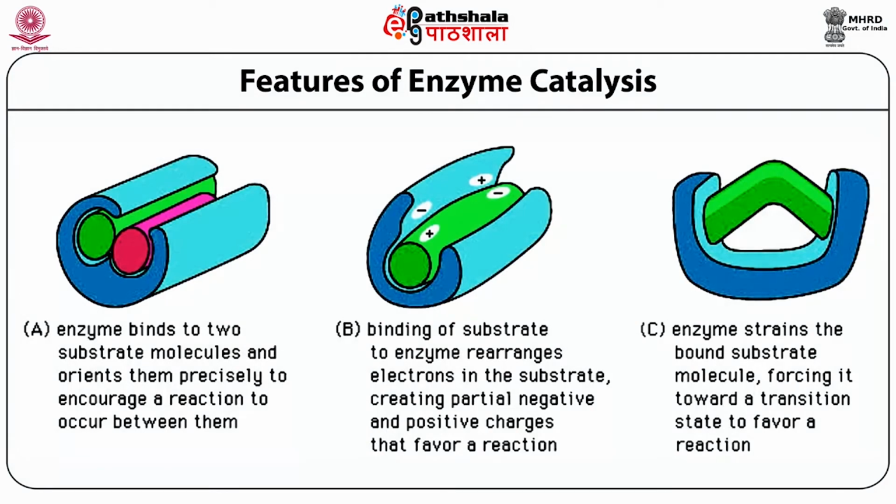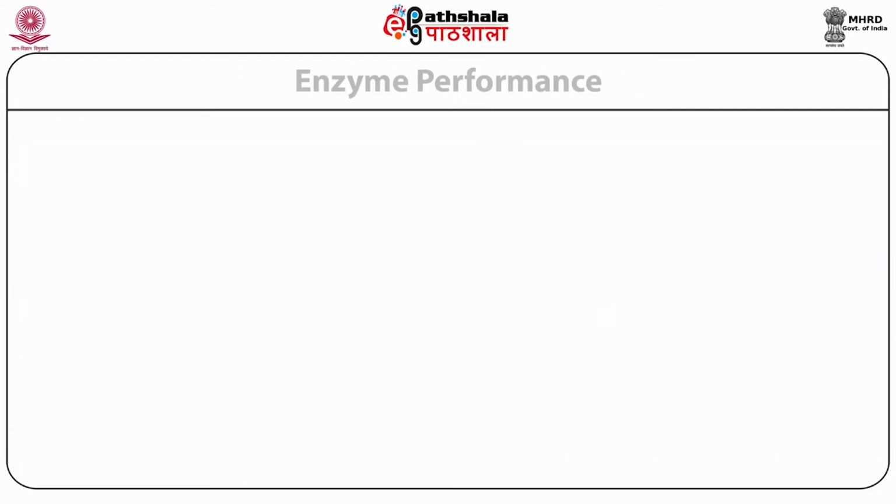Features of enzyme catalysts. The enzyme binds to two substrate molecules and orients them precisely to encourage the reaction to occur between them. Enzyme performance: enzyme plus substrate gives the enzyme-substrate complex, which further gives the enzyme-product complex, which finally gives the enzyme, which is released, plus the product.